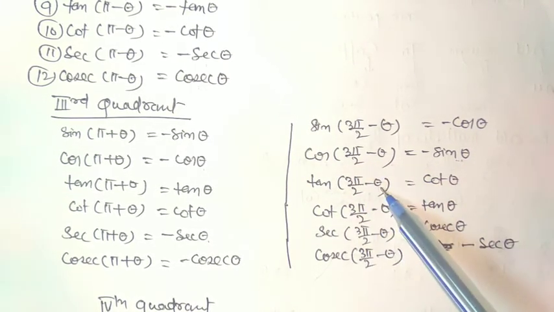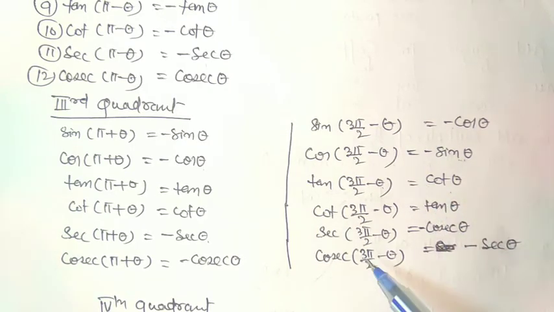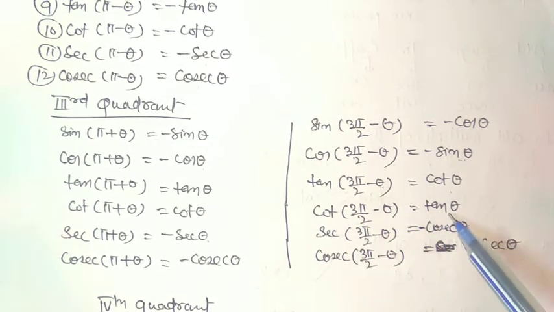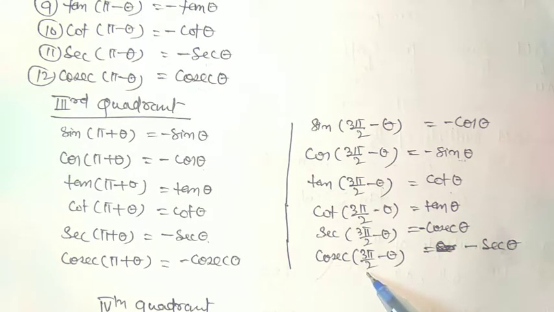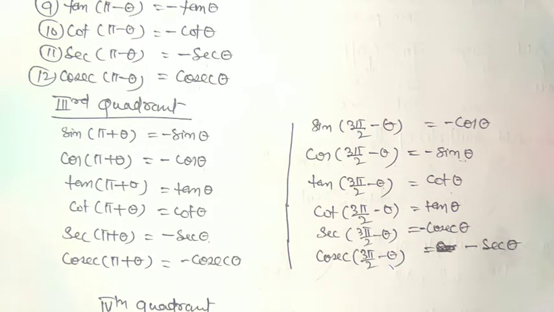Tan 3 pi by 2 minus theta is cot theta, answer will be positive. Cot 3 pi by 2 minus theta is tan theta. Sec 3 pi by 2 minus theta is minus cosec theta. Cosec 3 pi by 2 minus theta is minus sec theta.